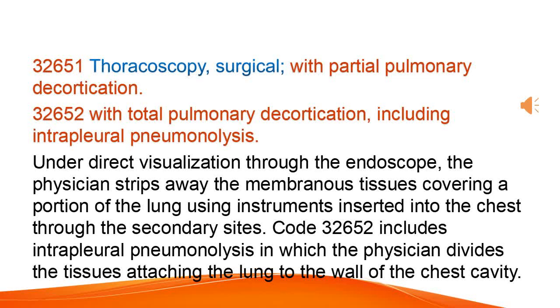Thoracoscopy, surgical, with partial pulmonary decortication. With total pulmonary decortication, including intrapleural pneumonolysis. Under direct visualization through the endoscope, the physician strips away the membranous tissues covering a portion of the lung using instruments inserted into the chest through the secondary sites. Code 32652 includes intrapleural pneumonolysis, in which the physician divides the tissues attaching the lung to the wall of the chest cavity.